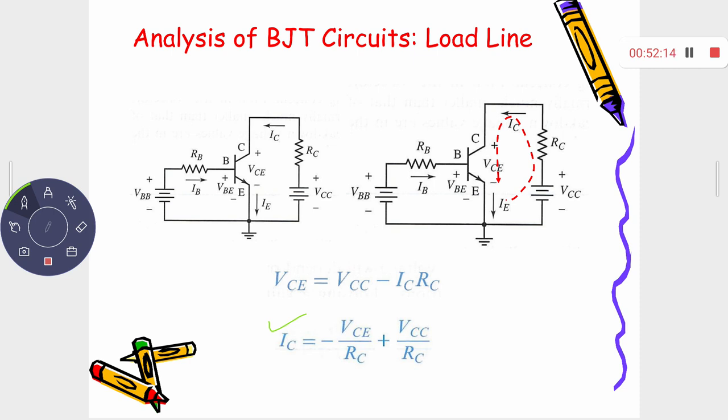Once you know IB, you don't have any control over IC. I mean, you cannot select IC independently. If IB is known to you, you can easily calculate IC, because IC is going to be beta times IB. That is the formula. You know VCC, the supply voltage, you know RC as well. So you can also calculate what is my VCE value.